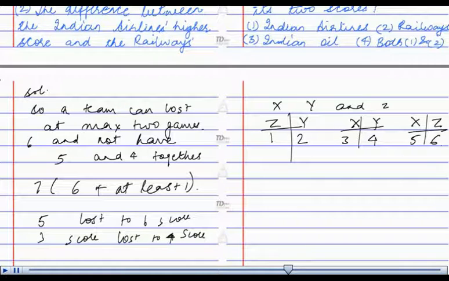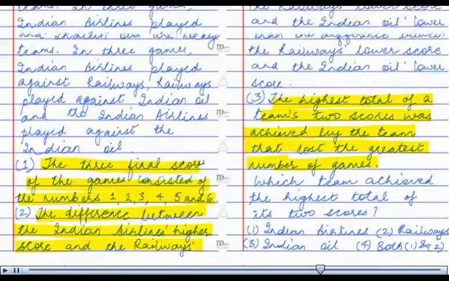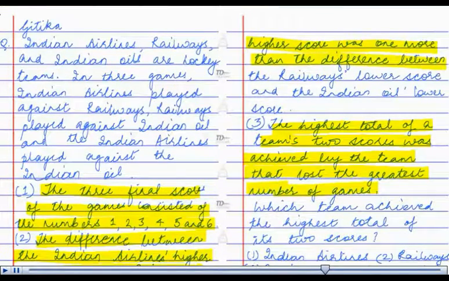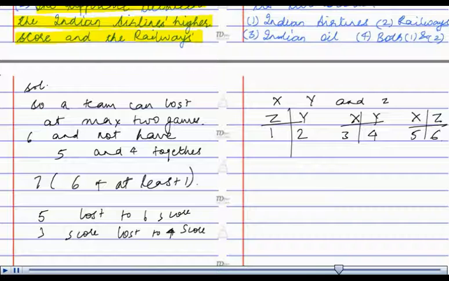From inspection of the team scores, any 2 higher scores differ by at least 1 and at most 2. Any 2 lower scores differ by at least 1 and at most 2. So, from condition 2, which says the difference between the Indian Airlines higher score and the Railways higher score was 1 more than the difference between the Railways lower score and the Indian Oil's lower score, we see that Indian Airlines higher score and Railways higher score differ by 2 and Railways lower score and Indian Oil's lower score differ by 1.